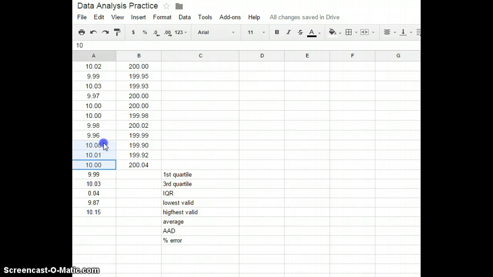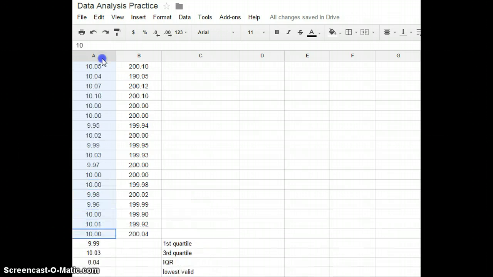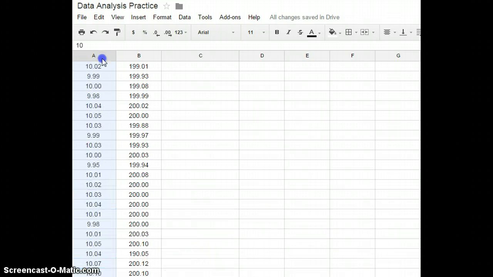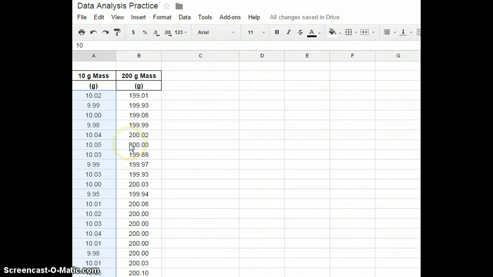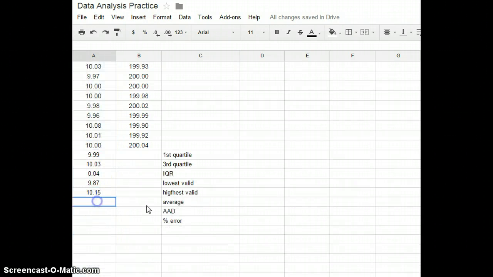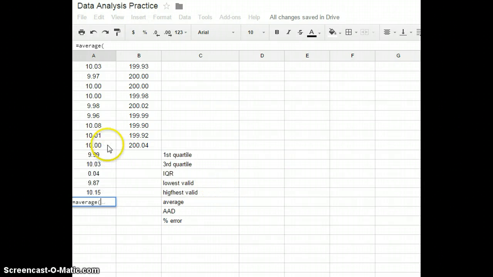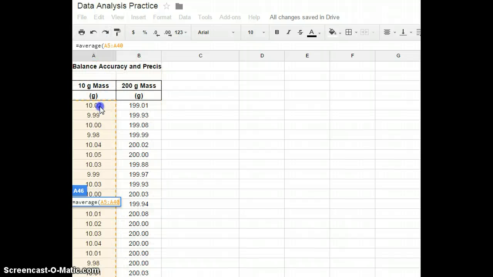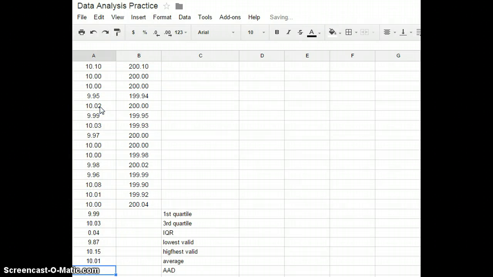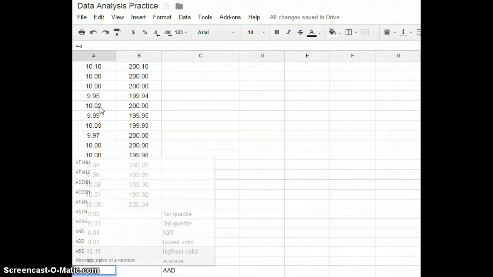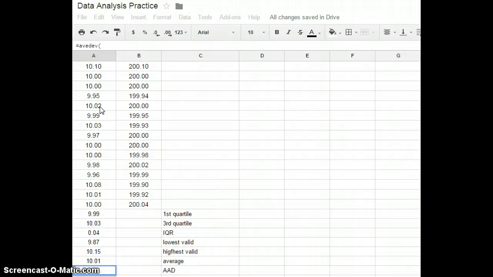So if we look at this data, this column of data, we do not find any number less than 9.87 or greater than 10.15. Okay? So there is no outlier in the column A. Therefore, we can simply calculate the average measurement by highlighting all of that column A data. We can find the average absolute deviation by simply typing equals avdev, which is the shortcut command for average absolute deviation, and highlight the data.